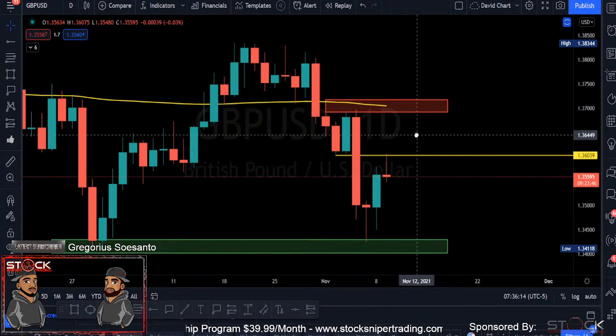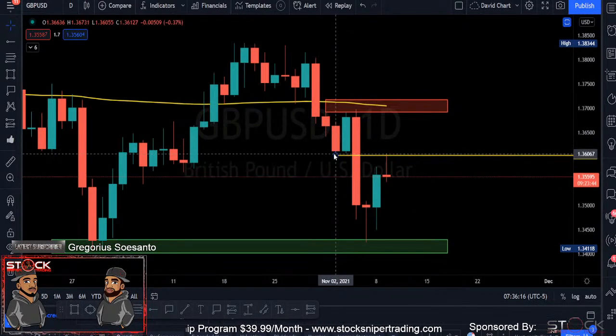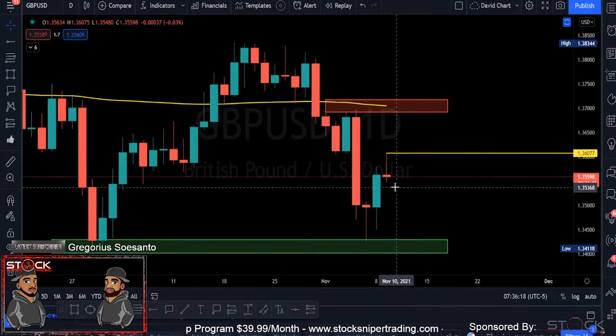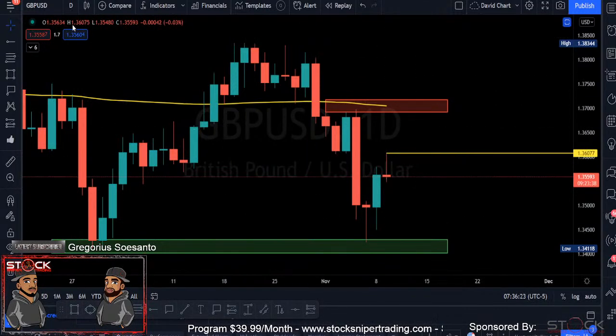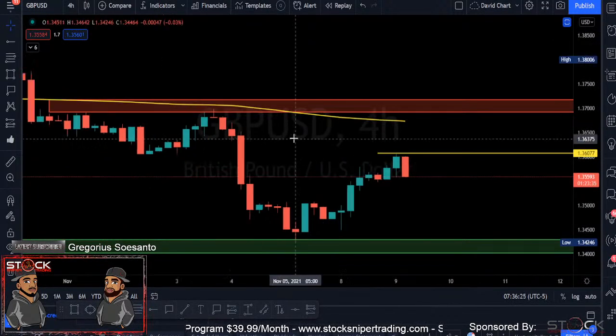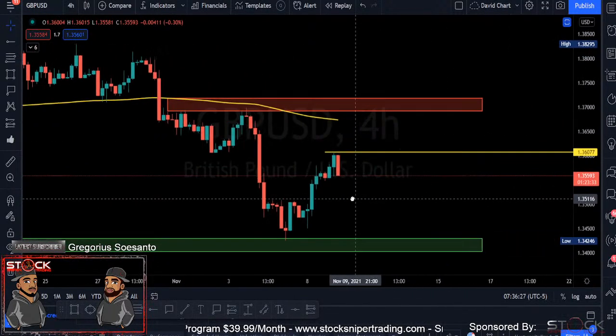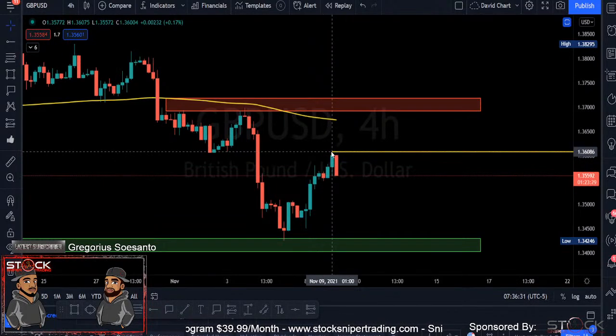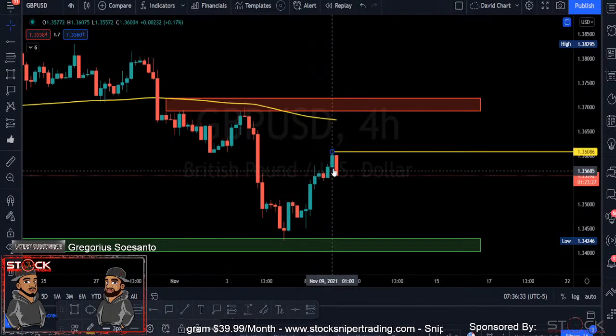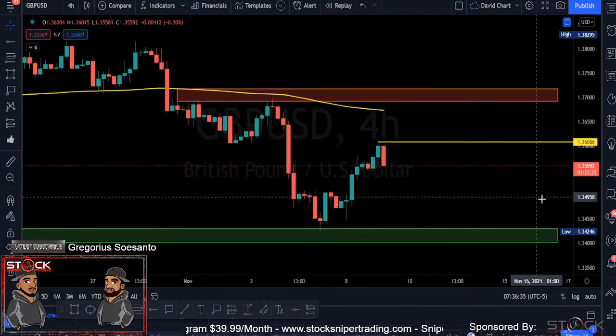So now what we want to do is just tighten this up. I'm looking at dropping this down to the 4 hour now. Clear as day, remember how I set that resistance area? You can see that price tried to make a push above it, and now it was rejected.